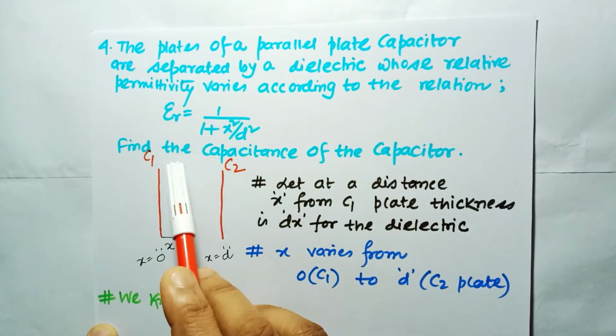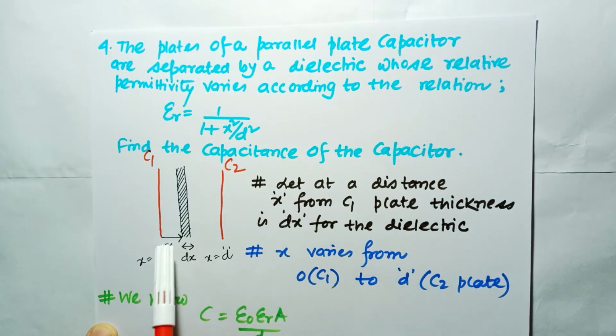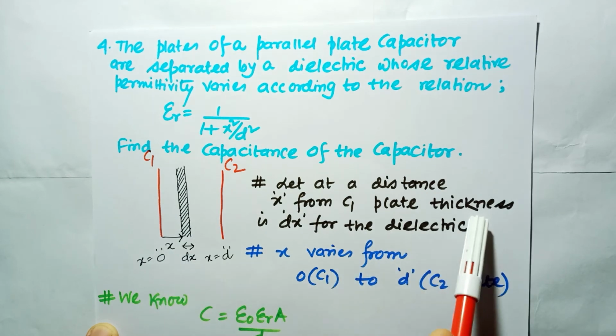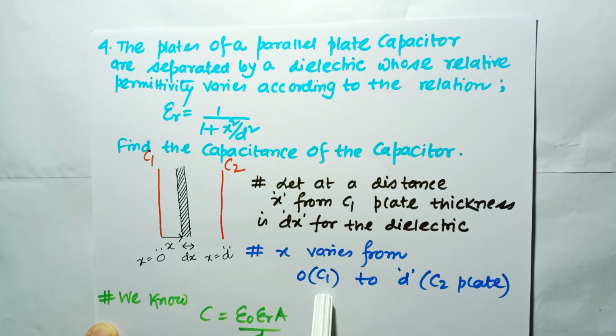You can see there are two parallel plates forming a capacitor, C1 and C2. Suppose the position of C1 is at x equal to 0 and the position of C2 is at x equal to d. At a distance x from the C1 plate, I choose a dielectric element of thickness dx. So for the dielectric, x varies from x equal to 0, the C1 plate, to x equal to d, the C2 plate.